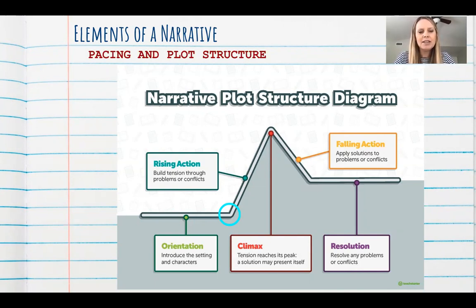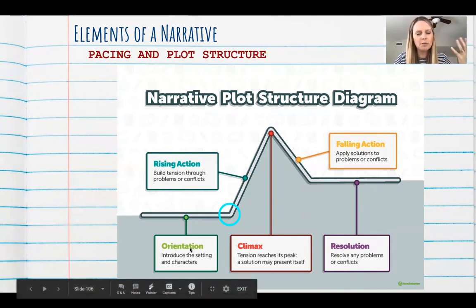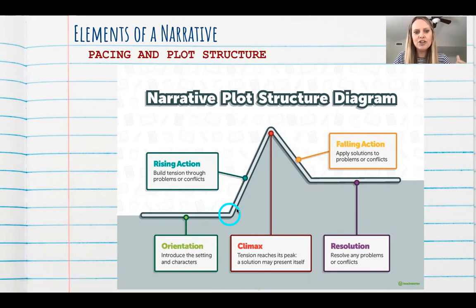We have the orientation, or some people call it the exposition, the beginning. This is when we're introduced to characters and setting. Then we have the rising action. And usually, I put a circle right here, there's some sort of catalyst for that rising action. Often that can be characterized as a conflict. Something happens to spark some movement in the plot line. So that's the rising action, moving up the hill. We're building tension, conflicts are being developed and certainly not resolved.